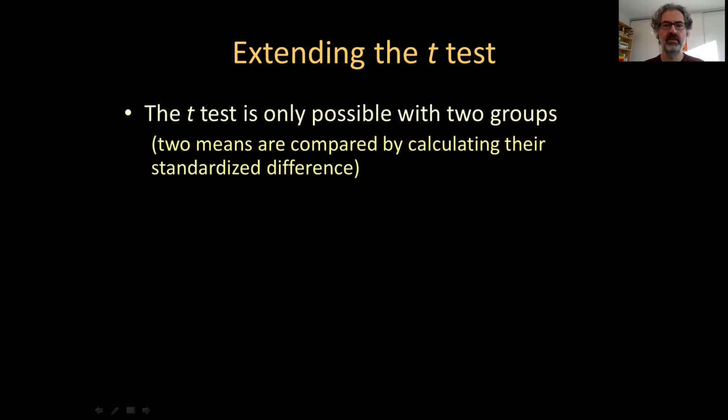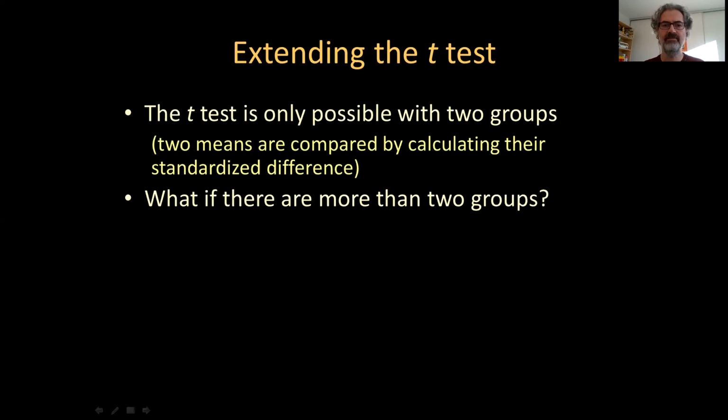So the relationship between a categorical independent variable and a numerical dependent variable is tested by asking whether the two means are different. The means of the two groups, are they the same or different? Now, this is only possible by definition with just two groups, because the T-test works by calculating the standardized difference between these two groups, the difference in terms of how many pooled standard errors. So it is not possible to run a T-test if there are more than two groups.